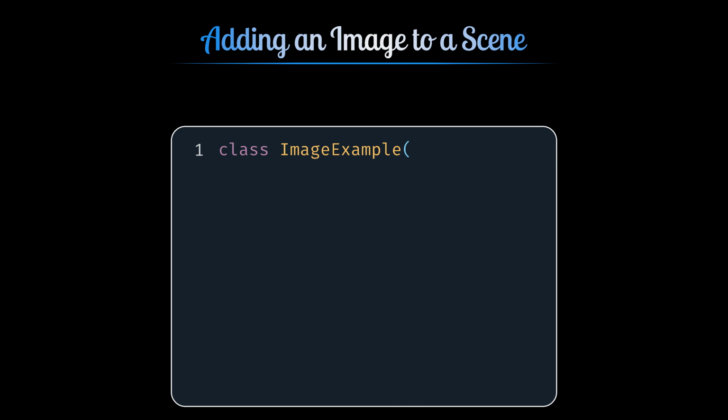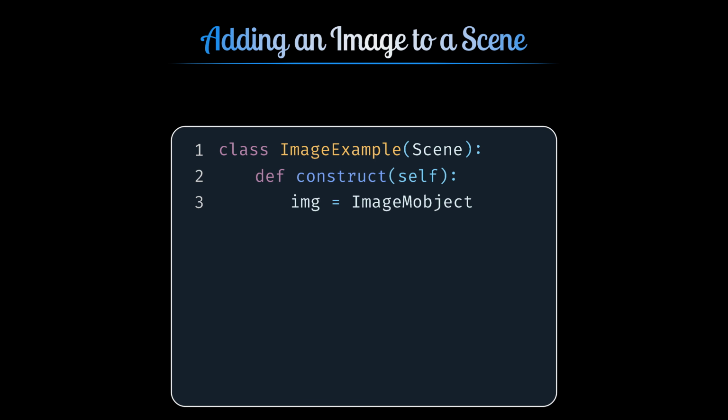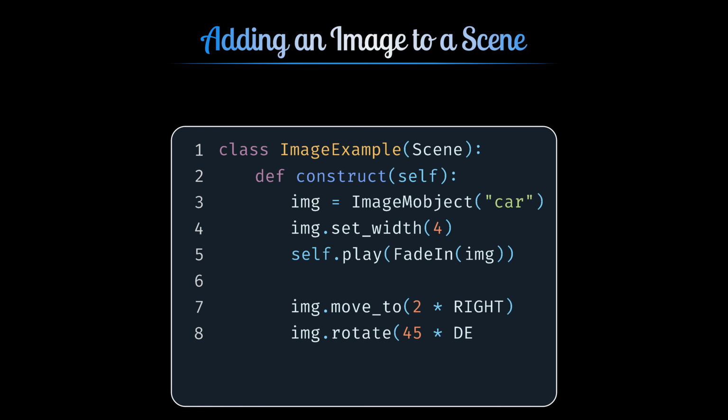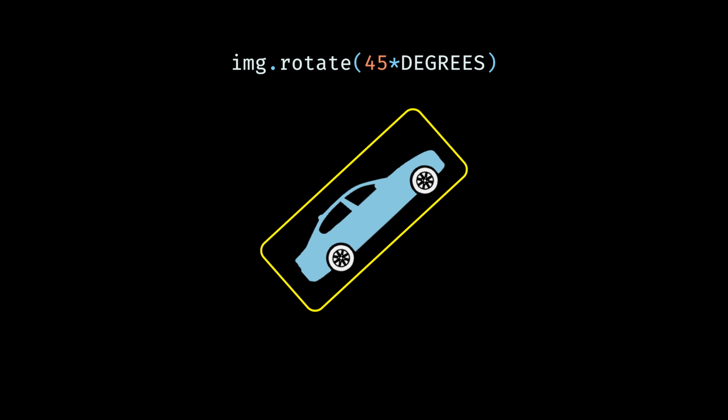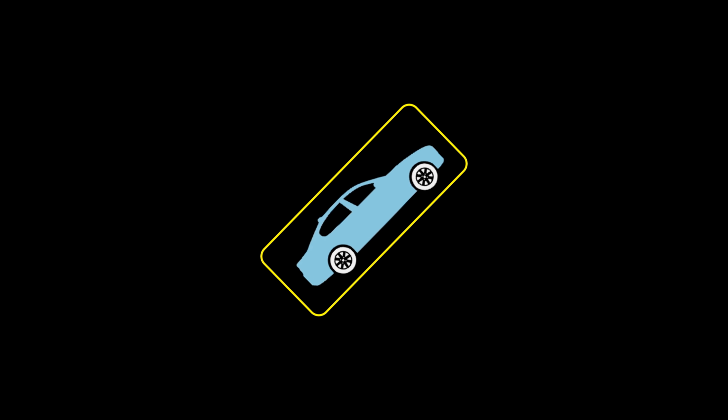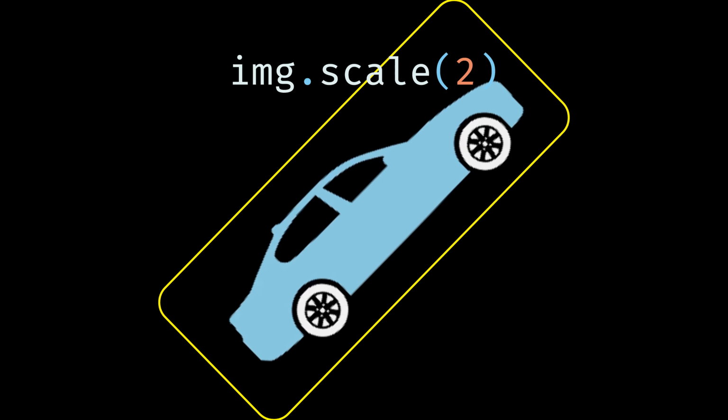Let's head back to the editor and instantiate a variable img to ImageMobject and provide the name of the image file. One of the interesting aspects is that ImageMobject is a subclass of MObject, which means we can modify it just like any other MObject. We can move it, rotate it, or even scale it. Essentially, any method we apply to an MObject can also be applied to ImageMobject. Isn't it simple?